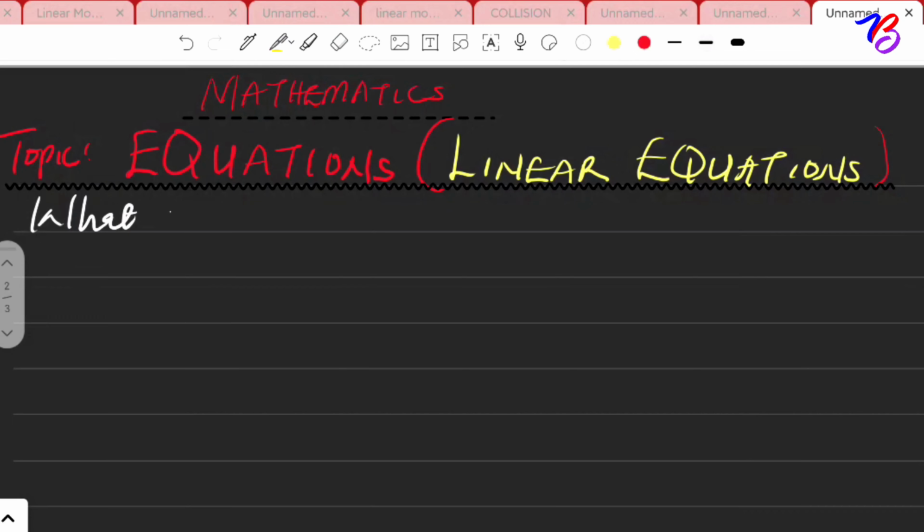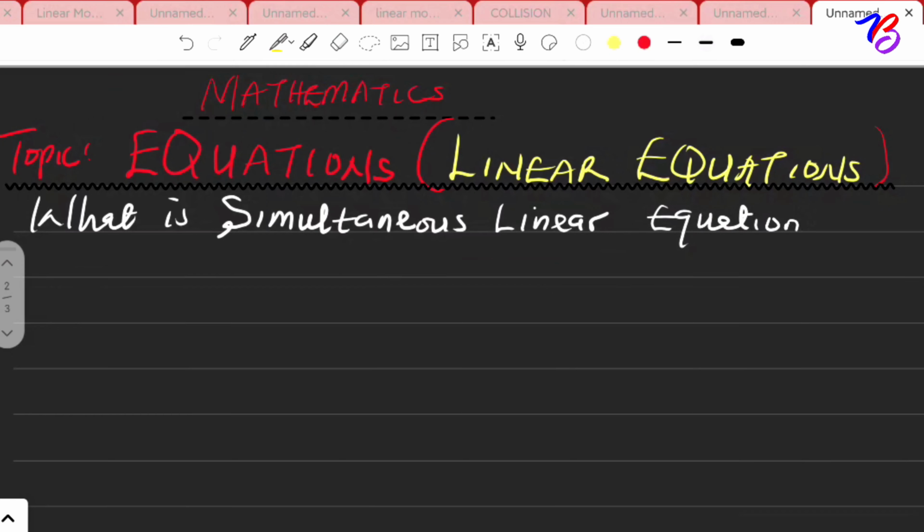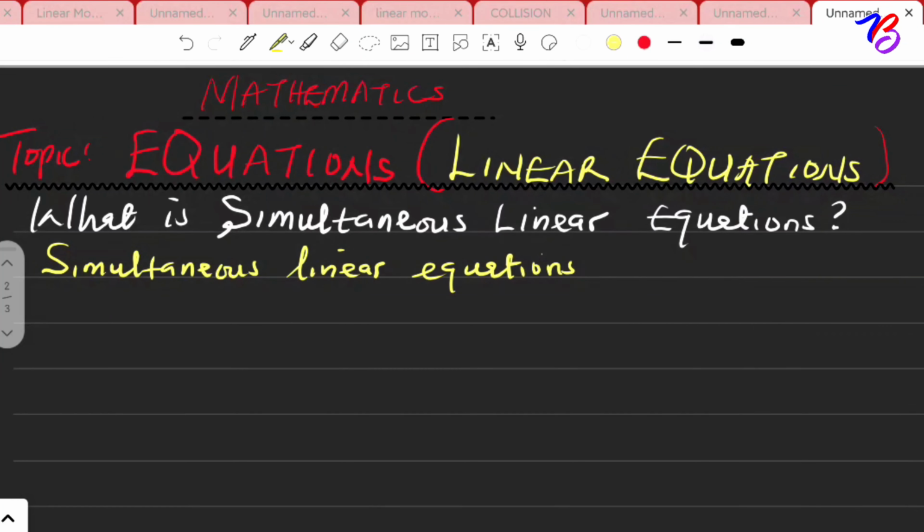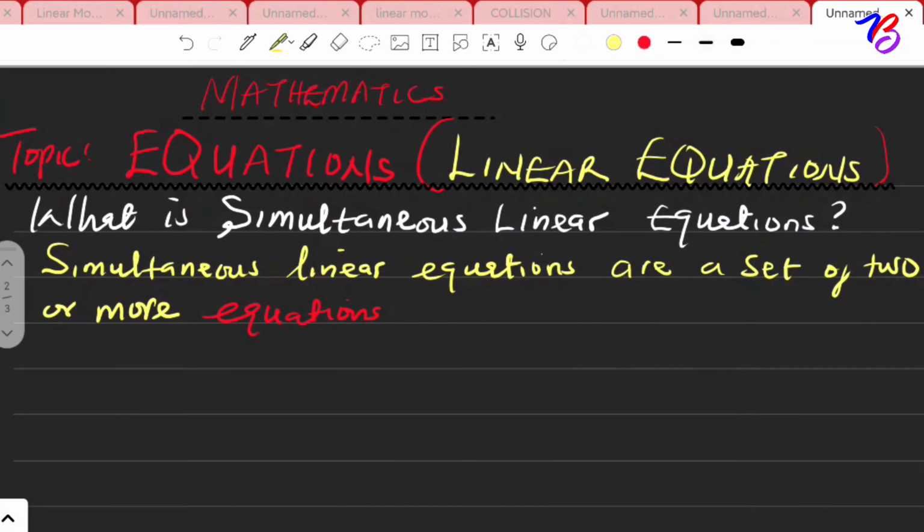So what are simultaneous linear equations? By definition, if you are asked, simultaneous linear equations are a set of two or more equations. Underline that: a set of two or more equations with the same variables.